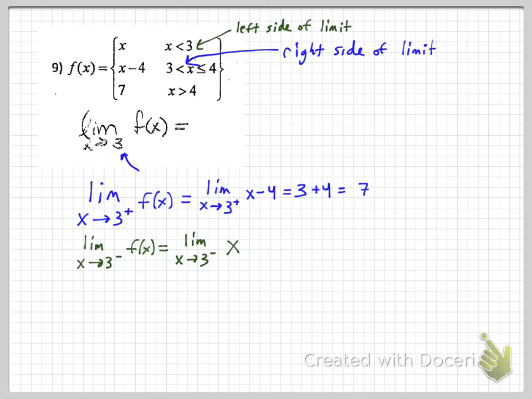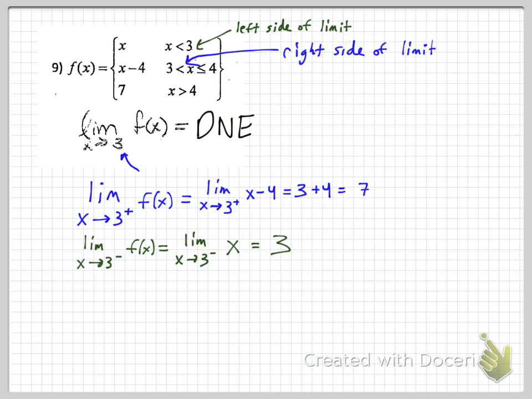As for the left, I'm just going to substitute in x because that's the function right here for when the x values are less than 3. In other words, the left side of our limit. Now that means I can just substitute the 3 in there for the x. So I do that. Well, what do we have here? We have from the right it's 7, from the left it's 3.